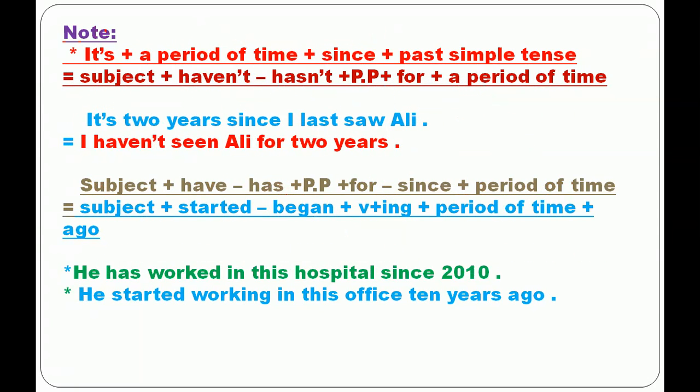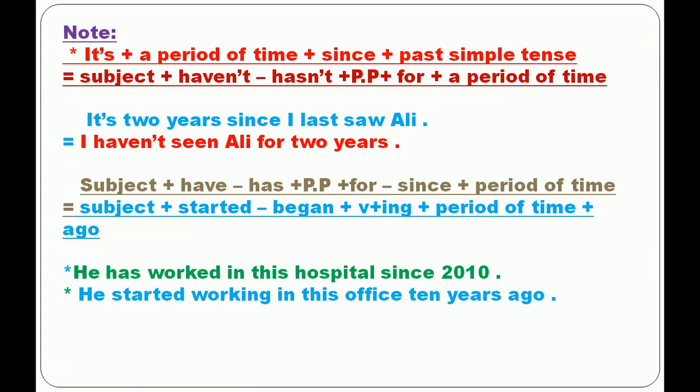We have the structure it's plus a period of time plus since, and we must concentrate that after since in this structure we use the past simple tense. It's 2 years since I saw Ali. It's 2 years since I met you.